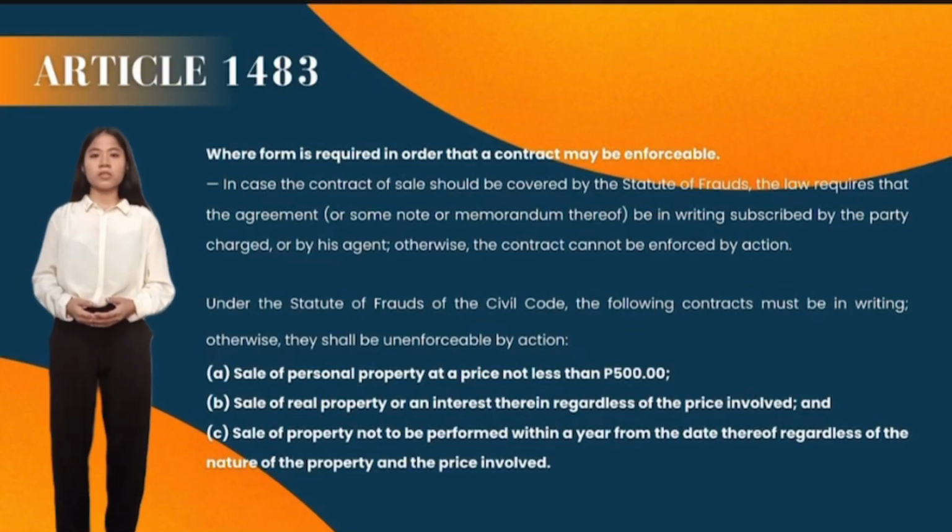According to the statute of frauds, a contract must be in writing if: A. The sale of personal property not less than 500. Personal property means like washing machine, TV, refrigerator. B. A sale of real property or an interest therein. Real property means a house, land, building, or condominium. C. A sale of property not to be performed within 1 year, regardless of the property or the price.